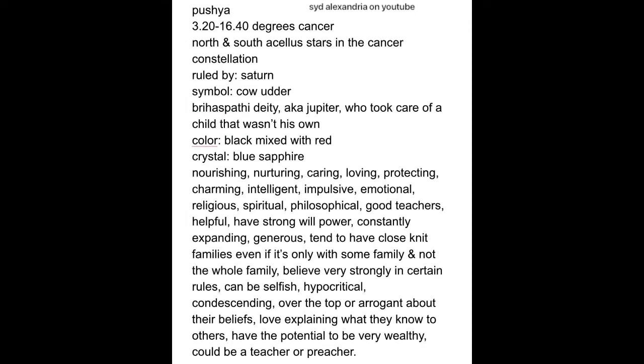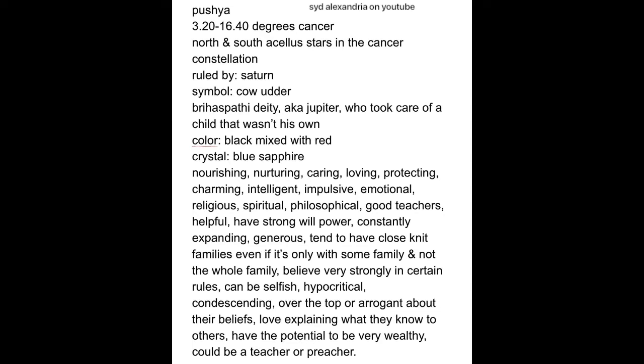Pushya is from 3 degrees 20 minutes to 16 degrees 40 minutes of Cancer. Its stars are the North and South Asellus stars in the Cancer crab constellation, and its symbol is the cow udder. If you want to read more about Pushya, you can, but I'm going to tell you that they are very nourishing, nurturing, caring, loving, and protecting. They are charming and intelligent.